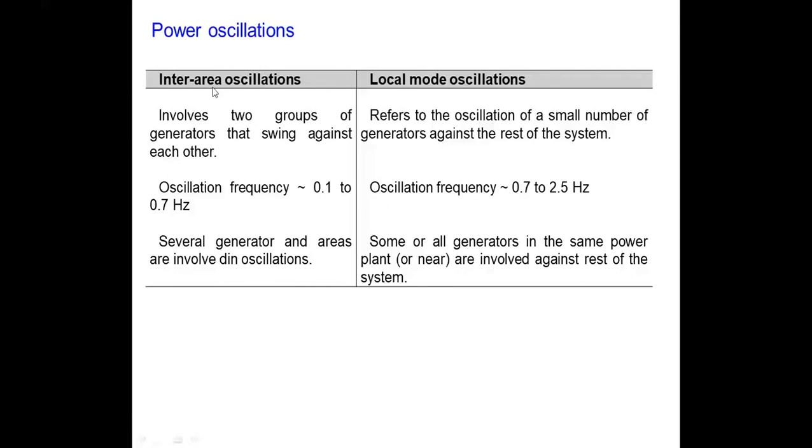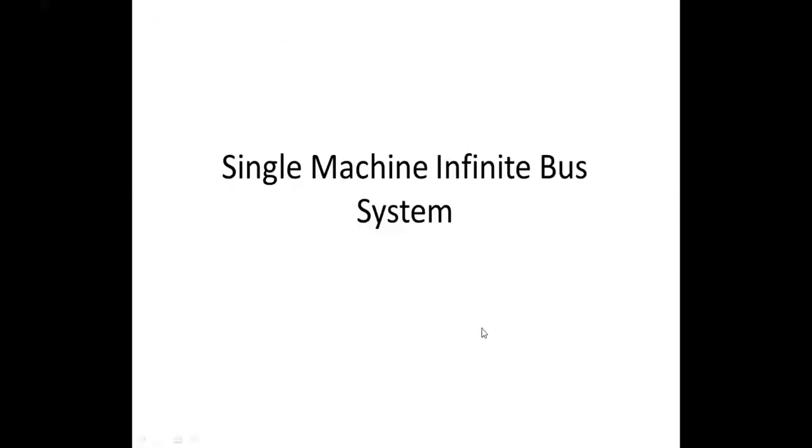So this is how we can categorize or classify the two different types of electromechanical oscillations. Anything here? No, then I move to the next one. Nothing so far?